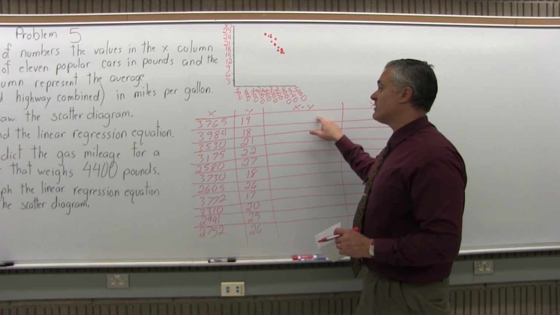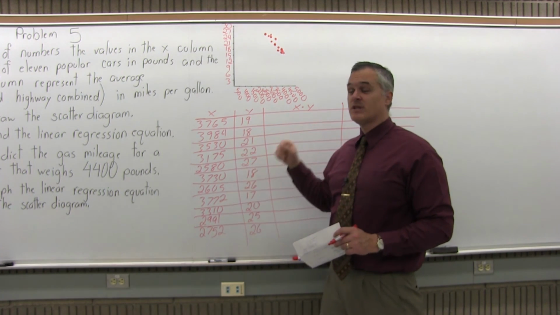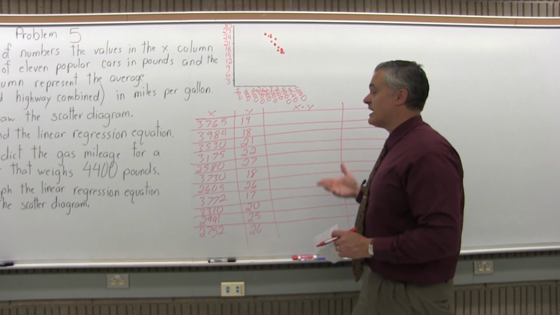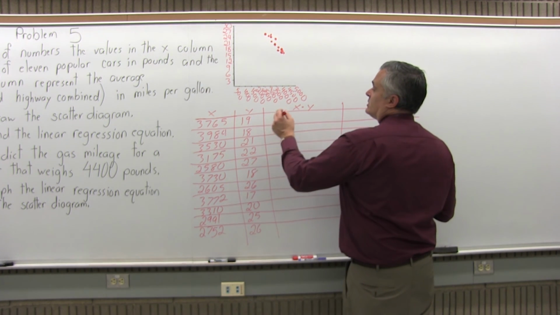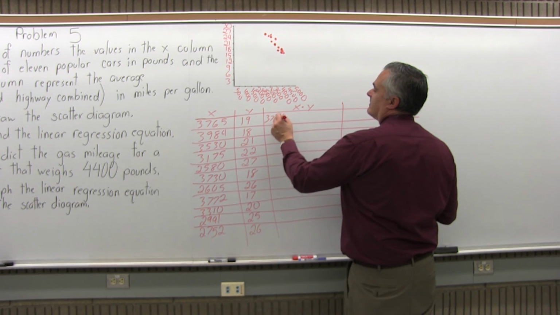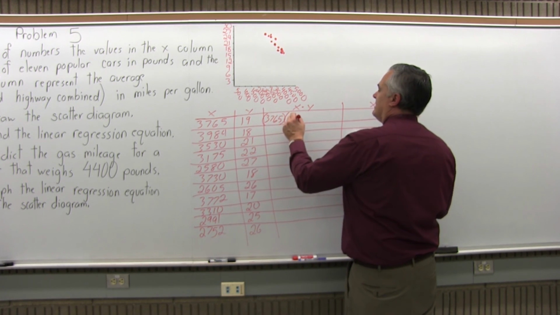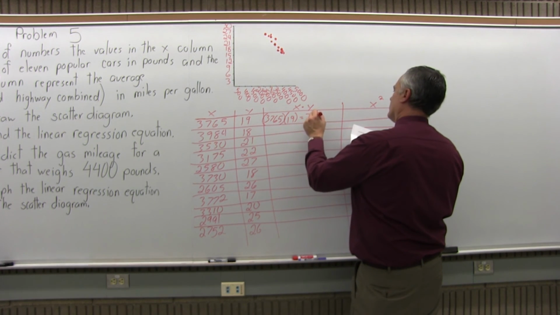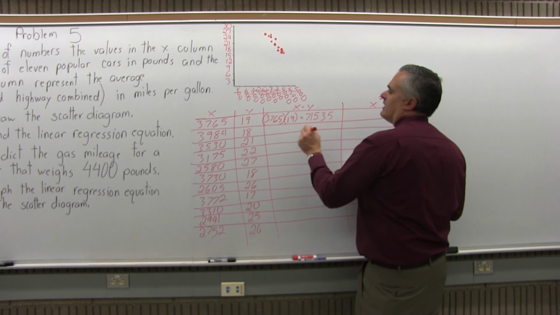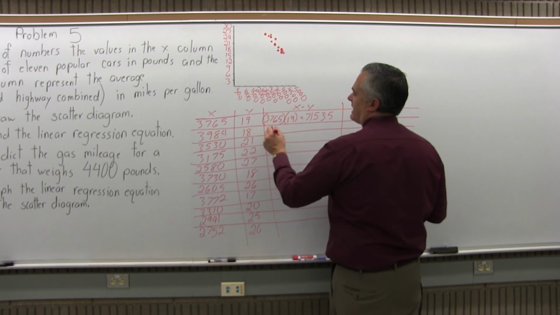The next column we have to do x times y. So these numbers will get fairly big. Definitely something you want to use a calculator for. This whole problem can be done with software, actually. So x times y, you're going to go 3,765 times 19. The result of that is 71,535.